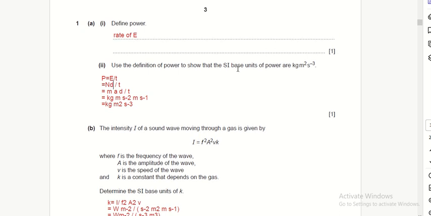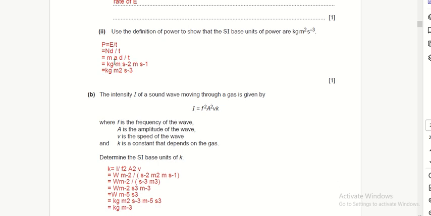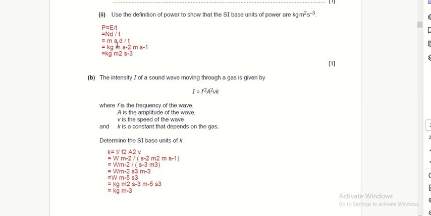Define power: rate of energy. Prove that the power unit is like that. Power equals energy over time. Energy is force times distance, and force is mass times acceleration. Mass is in kilogram, acceleration in meter second minus 2, distance in meter, and over time means second minus 1. You can reach this.